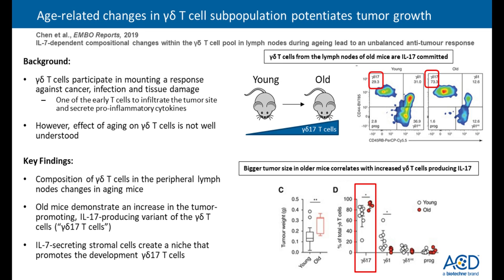Here's another example of how RNAscope was used to study T cells. In this case, these researchers were studying gamma delta T cells and their role in potentiating tumor growth. Now, gamma delta T cells are ideally known to act against tumor growth, infection, and tissue damage. But with age, the role of gamma delta T cells in preventing tumor growth is altered.